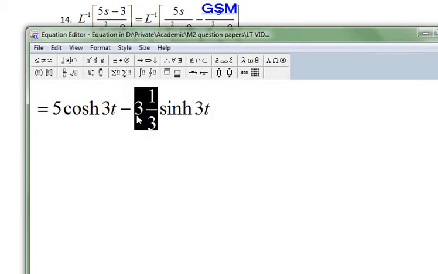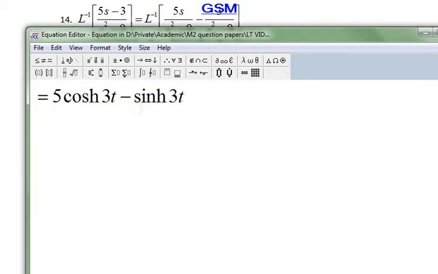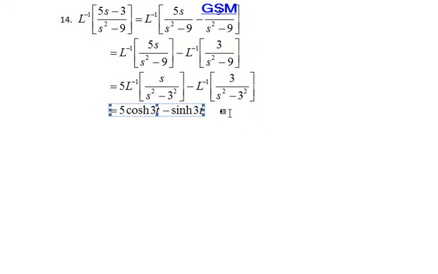Here these steps are not required. Directly we can write the answer. L inverse of 3 by s square minus 9 equals sin h 3t. So this is the answer.